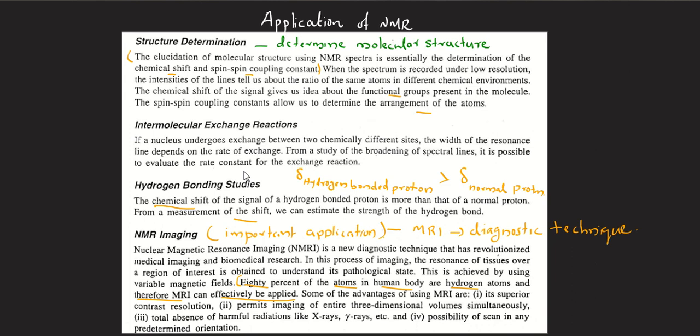The fourth one, the most important application of NMR, is magnetic resonance imaging, MRI. It is a diagnostic technique that has revolutionized medical imaging and biomedical research. The human body is NMR active because 80% of the atoms in the human body are hydrogen atoms, and therefore MRI can be effectively applied. These are the applications of MRI.